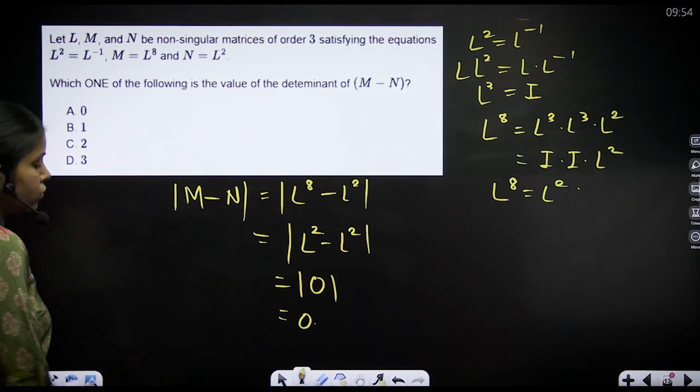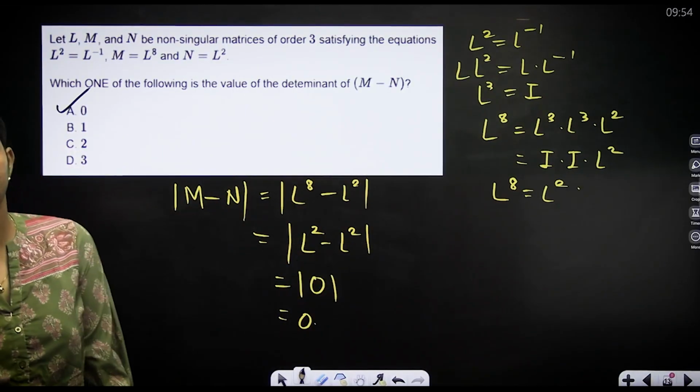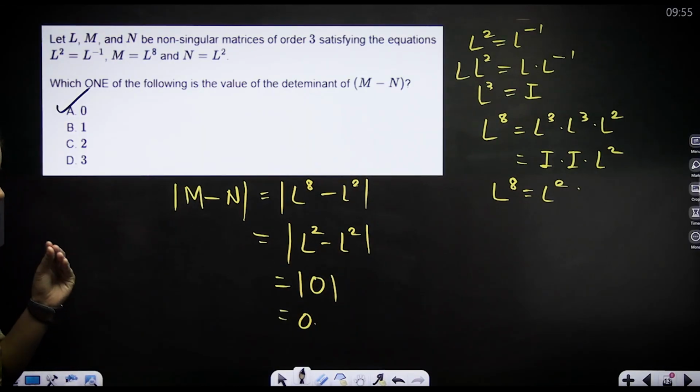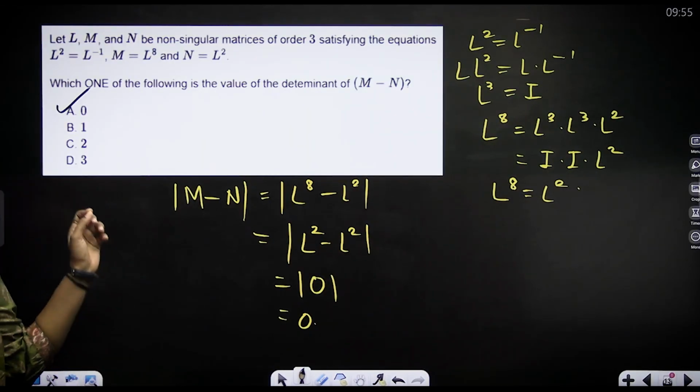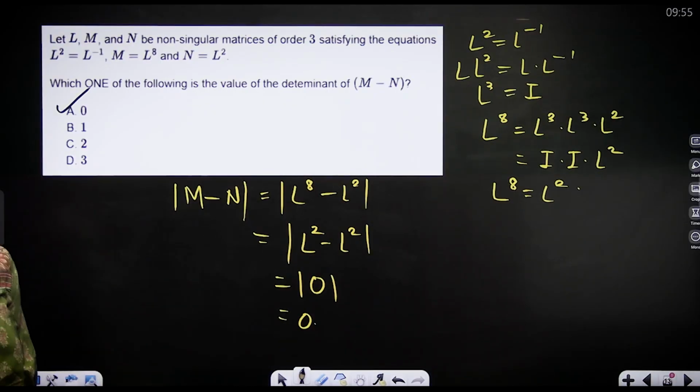Right? Which option is true? Option A is true. So these are all GATE previous year questions. Now one thing you would notice here is that we just simplified L to the power 8 to find out the determinant of M minus N.